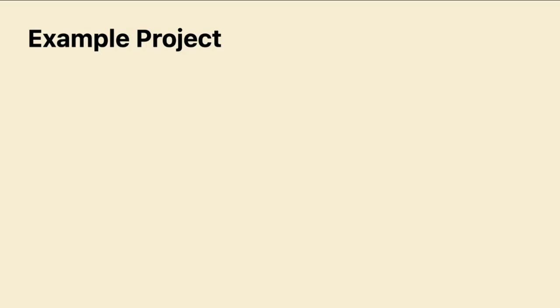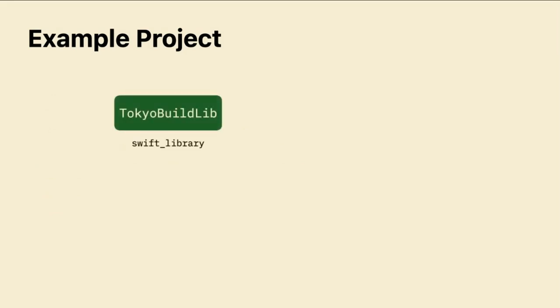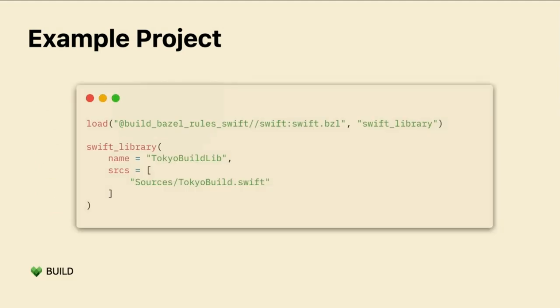So let's take a look at a small example project, which can help us better understand how we can build iOS unit tests with Bazel. The first thing we have is the Tokyo build library, which is a Swift library. And this is the definition of this library. Pretty simple, straightforward. The library contains some Swift source code. And yeah, this is how we define it in the build file.